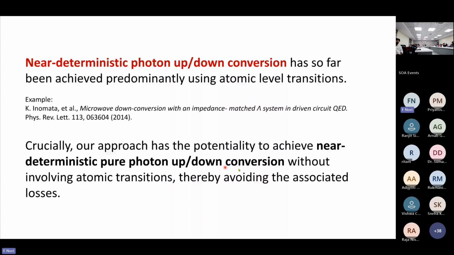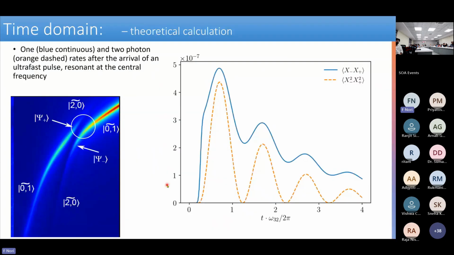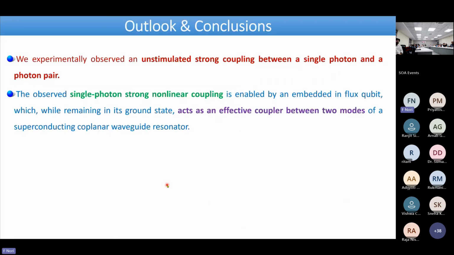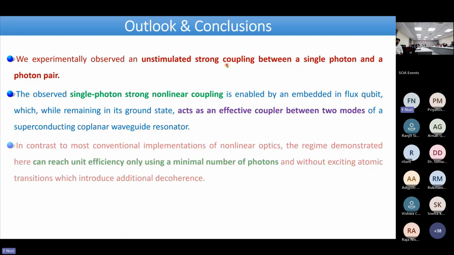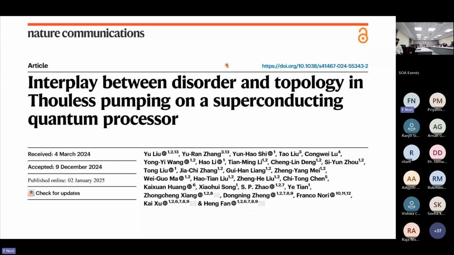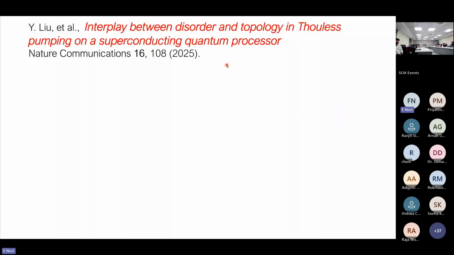And then there are other things that can be proven there, but essentially the theory and experiments match very well. And then we did an experimental unstimulated strong coupling between a single photon and four photon pairs. And then the other results here. And then there are some results here about the topological pumping. And then I'll show this one here. The topological pumping is the following.